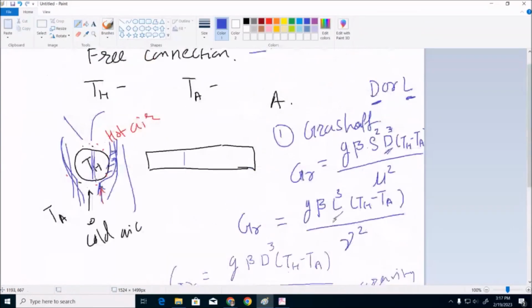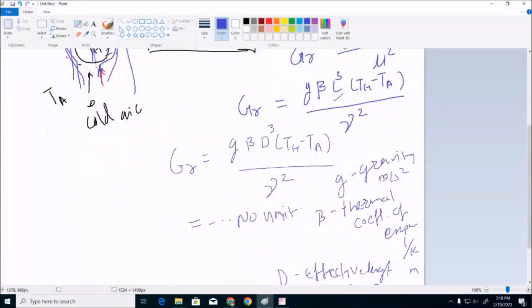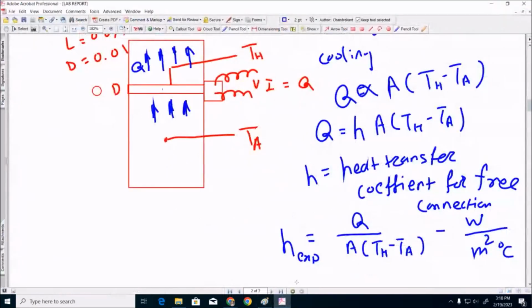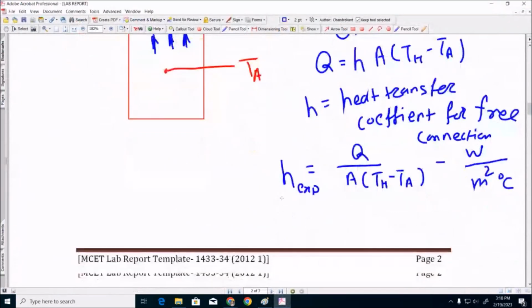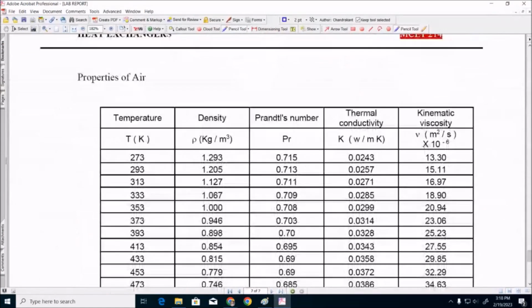Sometimes the formula is g beta rho square D cube over mu square, or I can use mu by rho. It depends on the table, what is given to you. Sometimes I have the table on the last page. Yes, kinematic viscosity is given, thermal conductivity, Prandtl number, rho, and T.